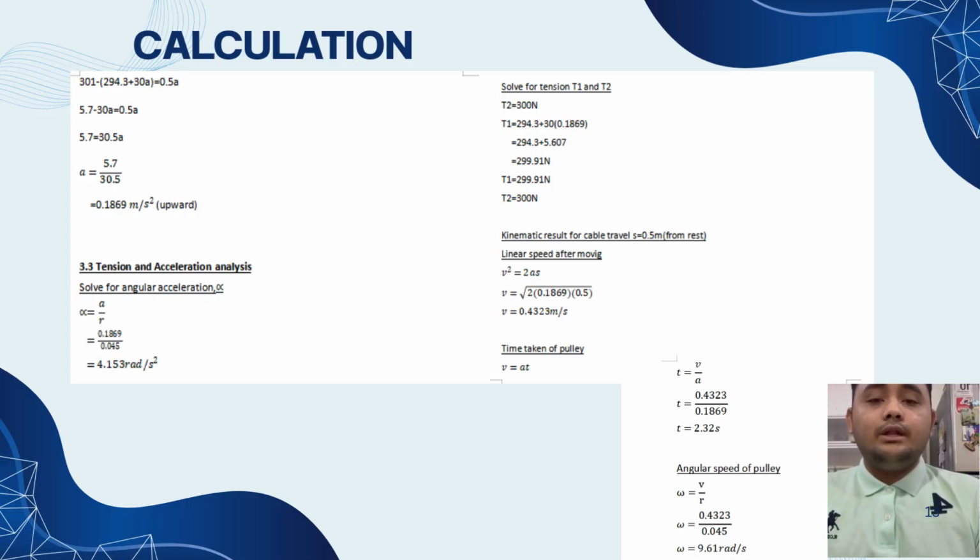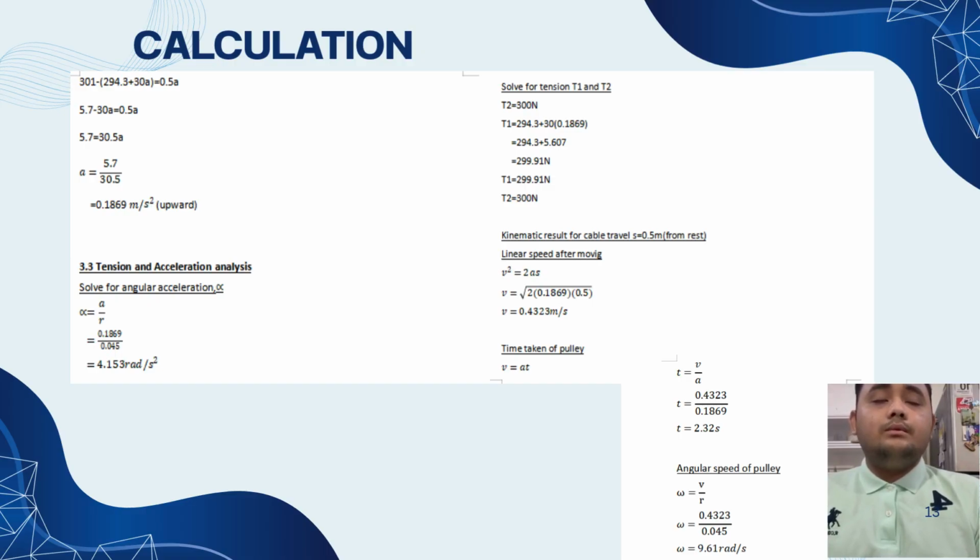And the last, we have to find the tension and acceleration analysis. So we have to solve three things. First, solve for angular acceleration. We use the formula angular acceleration equal to linear acceleration over radius, and we get the answer 4.153 radian per second square. Second, we have to find the tensions: tension 1 is 299.91 and tension 2 is 300 Newton.